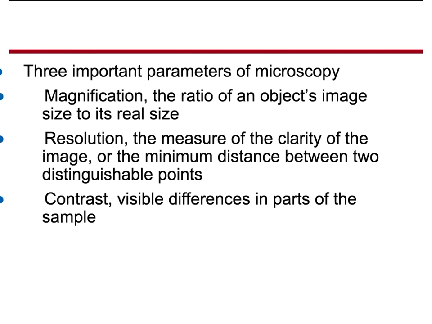All right, so we talk about this in lab: magnification, resolution, contrast, what they are. Magnification is how big that image is presented, right? It's a ratio of an object's image to its real size. So if you end up with a 400x total magnification, that means the image is 400 times bigger than its actual size. Resolution is how well or how clear an image is. And then contrast is visual differences in parts of the sample. You want to have high contrast so that you can see surrounding light versus what you're actually looking at. All right, so those are three important parameters of microscopy.